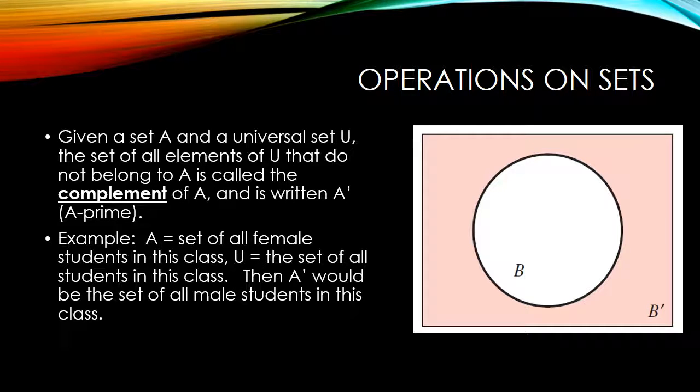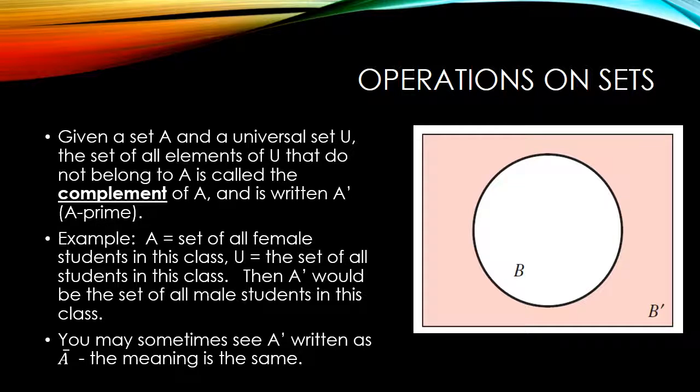Okay, some examples. A is the set of all female students in this class. U would be the set of all students in this class. Then A prime would be the set of all male students in this class. In some textbooks you may see A prime written as A with a line over it. The meaning is the same, it's interchangeable.